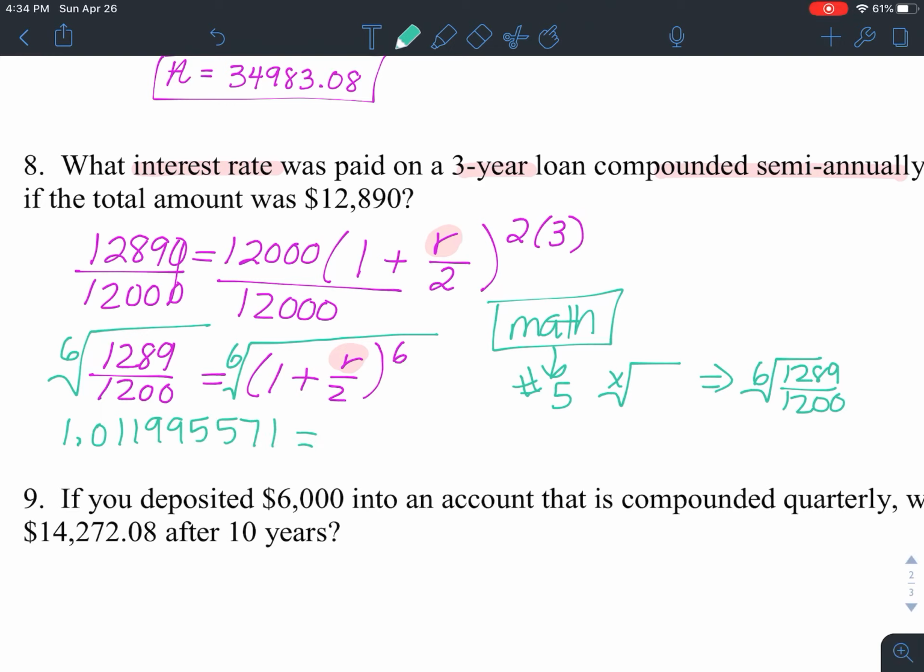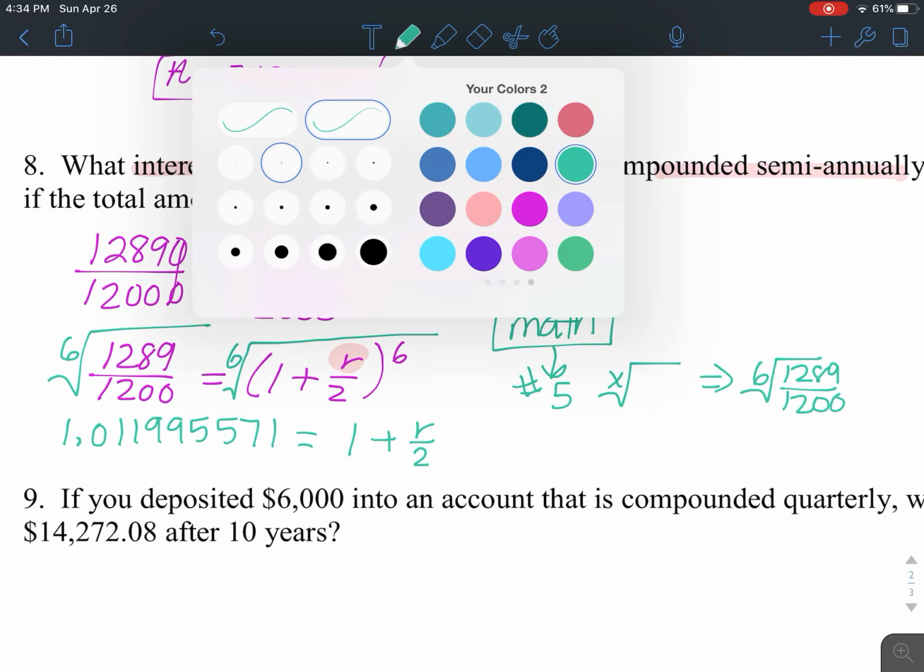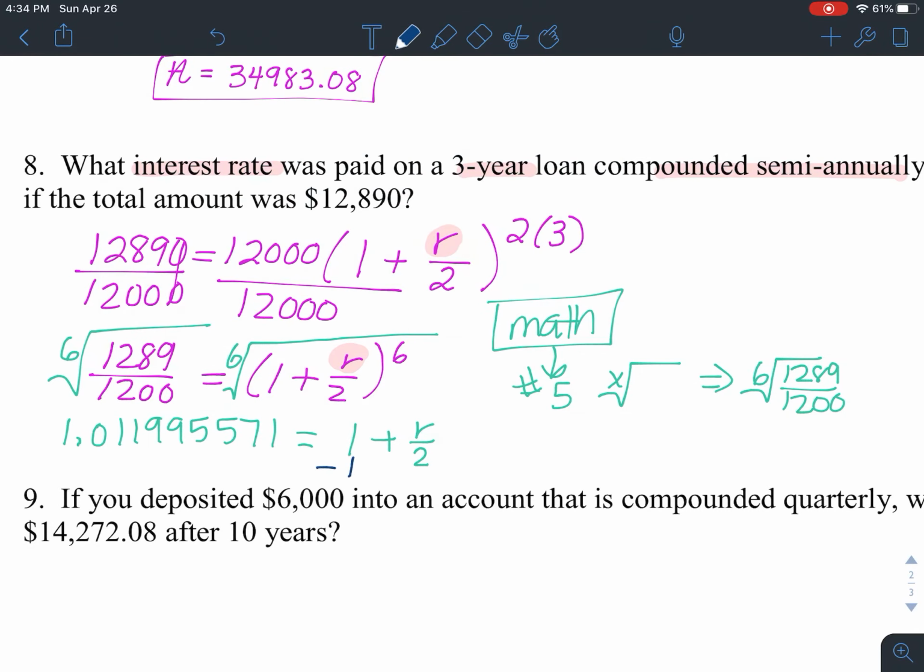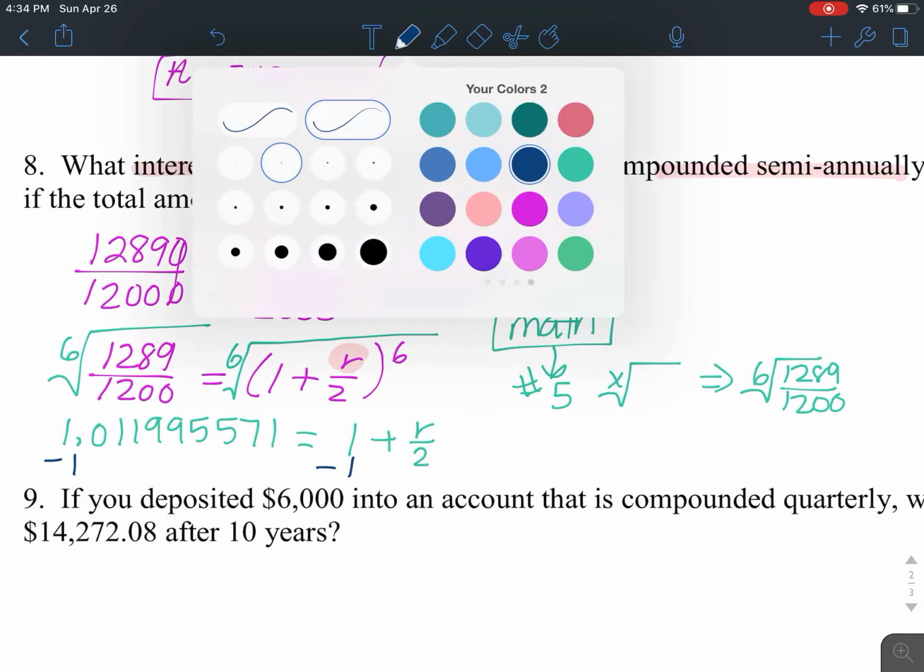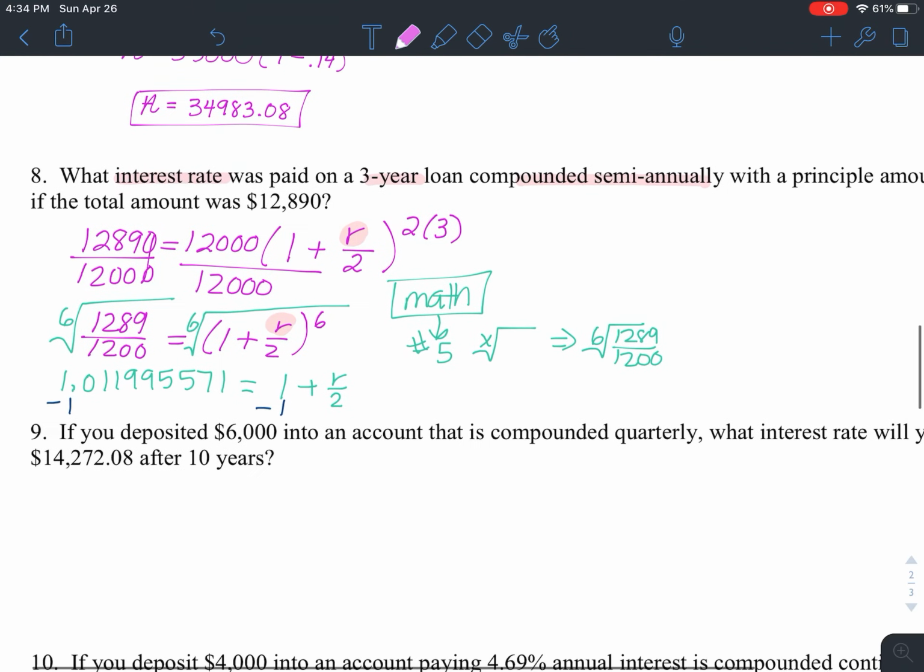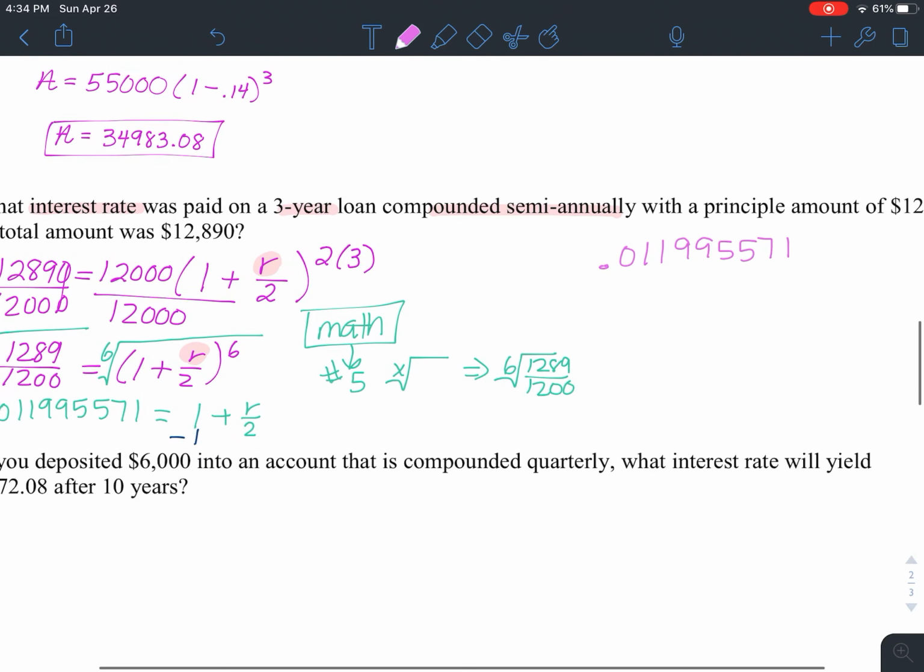1.011995571 equals 1 plus R over 2. Okay, now what we need to do is subtract 1 from both sides. So now what we have, I'm going to work over here, we end up with 0.011995571 equals R over 2.